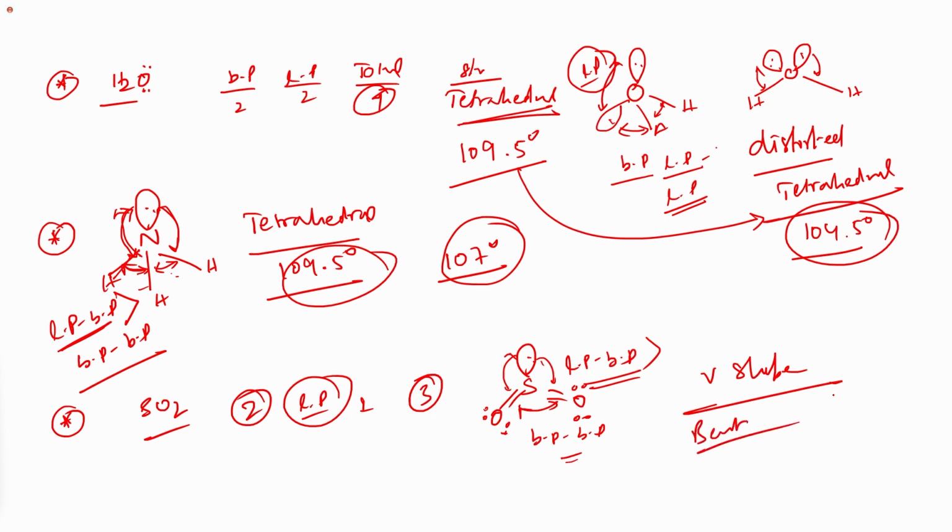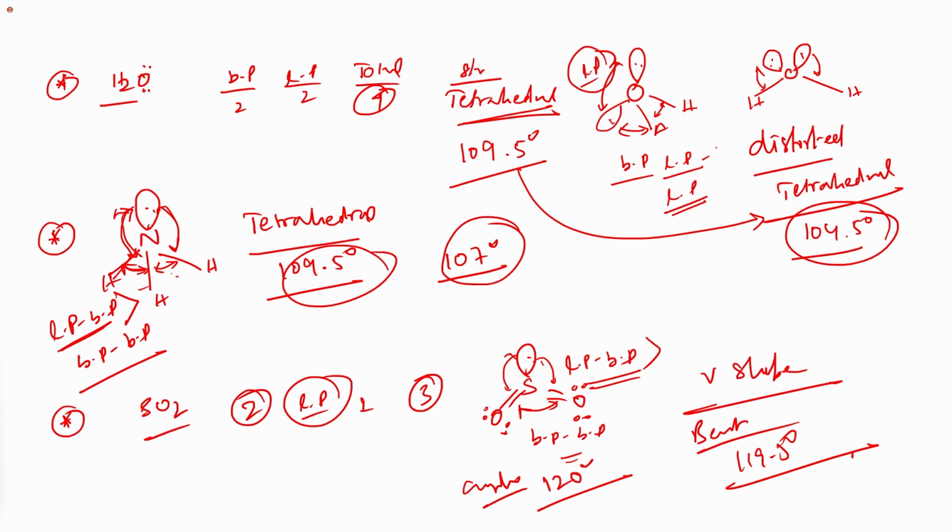We can say it is a bent shape, or we can say it is a V-shape. The structure is trigonal planar, so the angle should be 120 degrees, but due to that repulsion the angle is 119.5 degrees. Okay, so here I have closed the class. Whatever examples are remaining, you can continue.